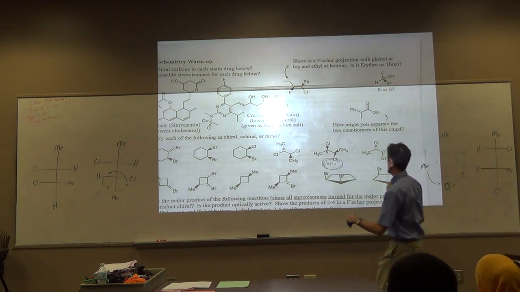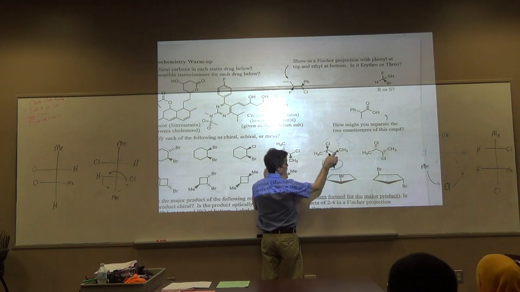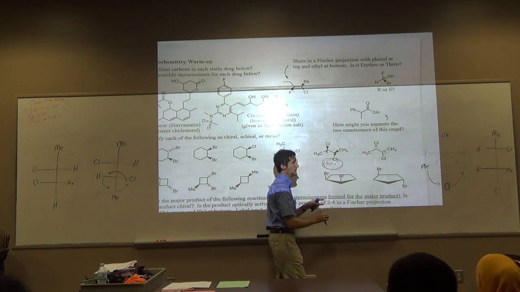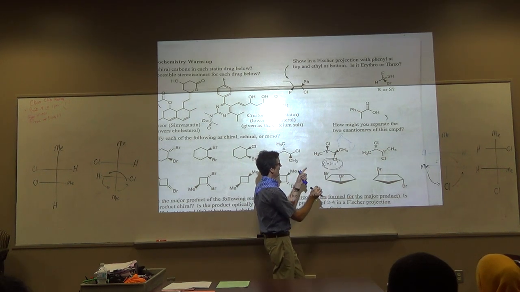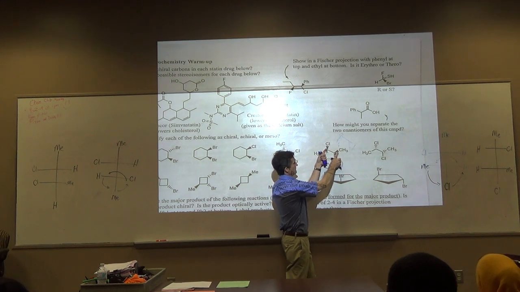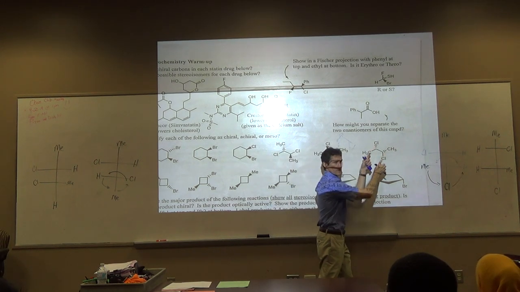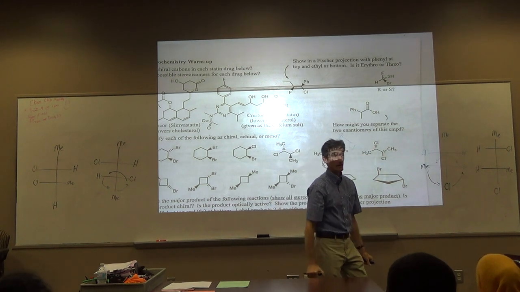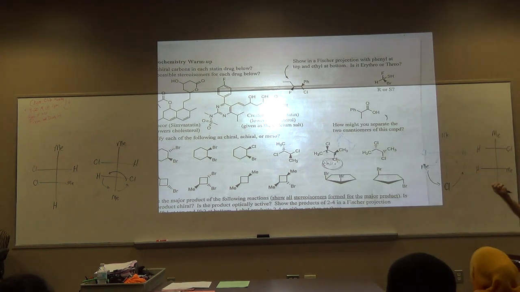Indeed, it is, because if you look at the backbone, it's got the same backbone, but the two projections, the chlorine and the methyl, have been switched. So indeed, it does look like an enantiomer. Is that how you determined it, or did you draw a Fischer? You saw that they were switched. Okay.